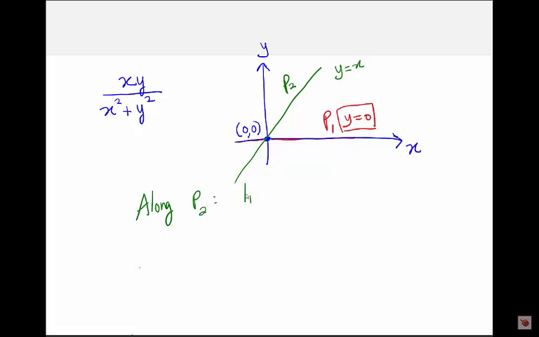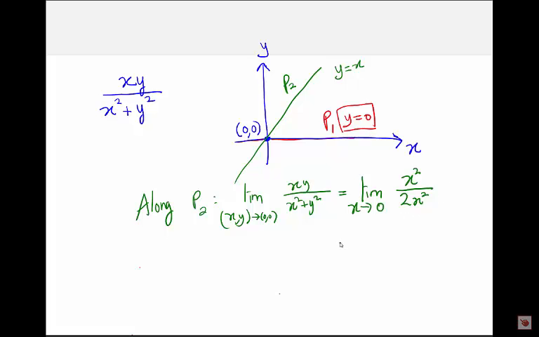So along P2, the limit of our function xy over x squared plus y squared as (x, y) approaches the origin becomes the limit of, well, since y equals x on P2, we can choose to substitute y by x. In this case, the numerator will become x squared and the denominator becomes x squared plus x squared, which is 2x squared. So instead of having (x, y) approaching the origin, we can just say that x alone is approaching 0 because y is now x.